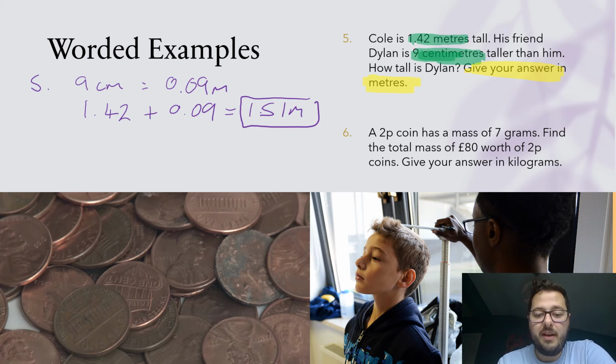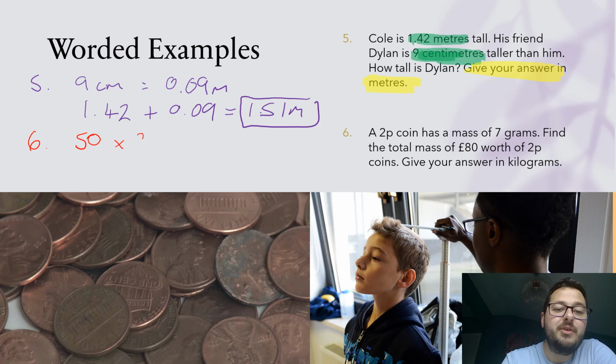Alright then, and then if we have a look at question 6, this says a 2p coin has a mass of 7 grams. Find the total mass of 80 pounds worth of 2p coins. Give your answer in kilograms. Okay, well we need to figure out how many coins there are then. Well, 80 pounds, how many 2p's are in 1 pound? So 50, because 50 times 2 is going to give you 100p, which is 1 pound. So 50 times 2p is a pound.